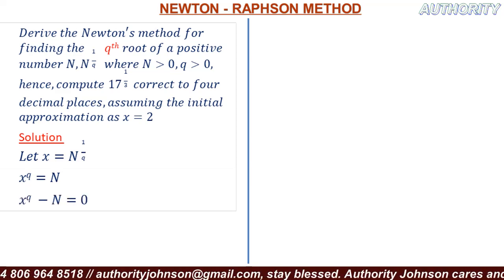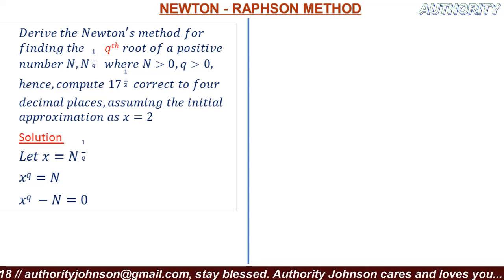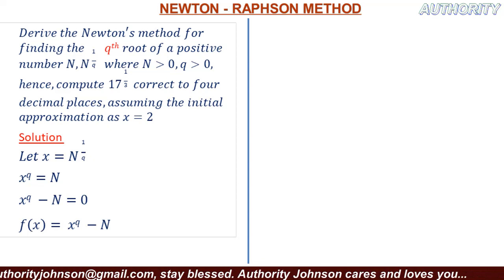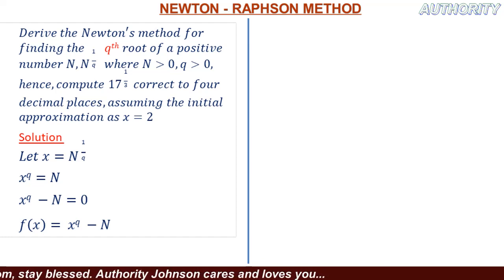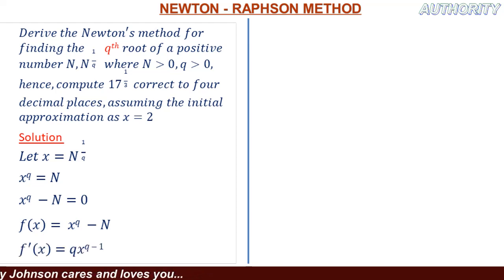Let's take n to the other side. We have x raised to the power of q minus n is equal to 0. So this is our f of x: f of x is equal to x raised to the power of q minus n. But you know that Newton-Raphson requires a first derivative, so we differentiate. The first derivative gives f prime of x equal to q x raised to the power of q minus 1.